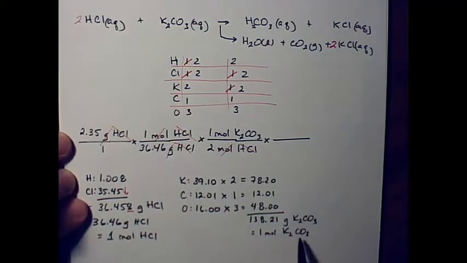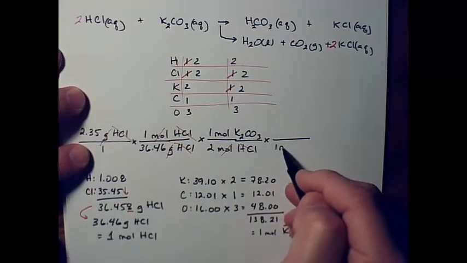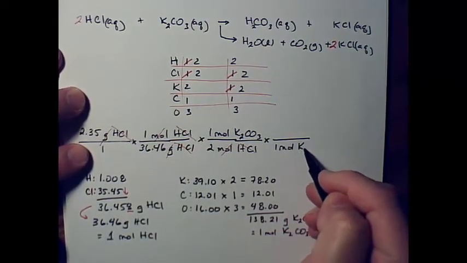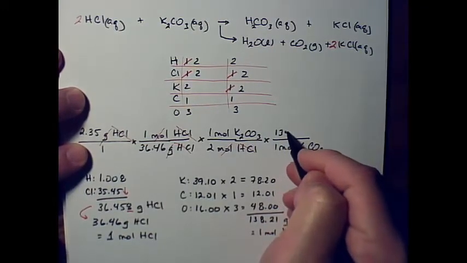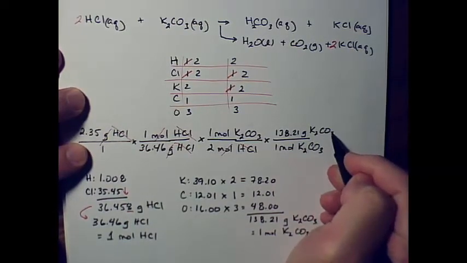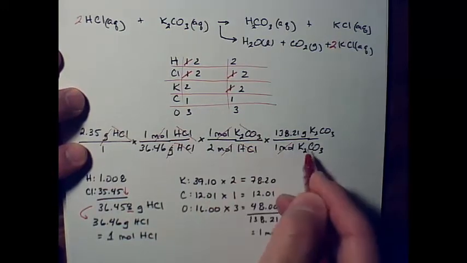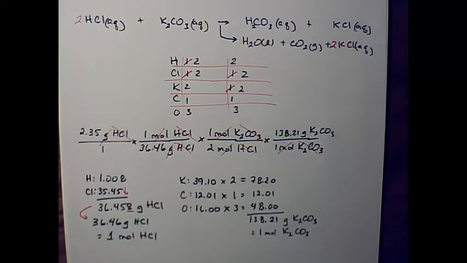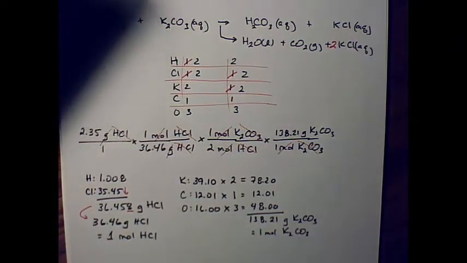So let's see, we want to put moles on the bottom this time because I want to cancel the moles that are on the top here. And we're going to put 138.21 on the top. Cancel out moles, cancel out K2CO3, and do the math. Or some students want to say, do the math.